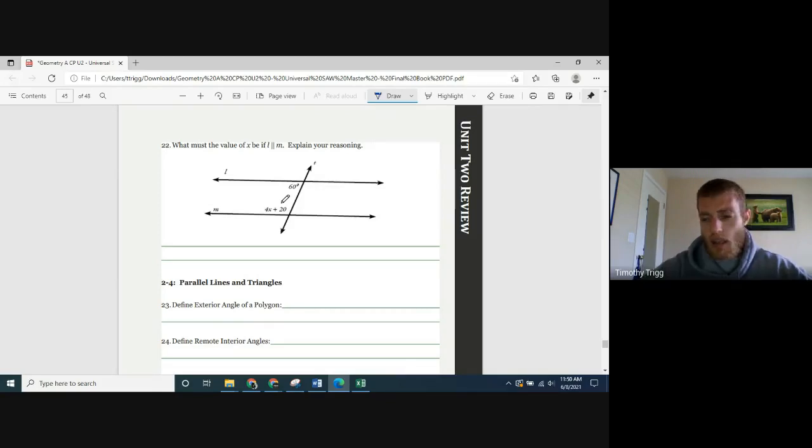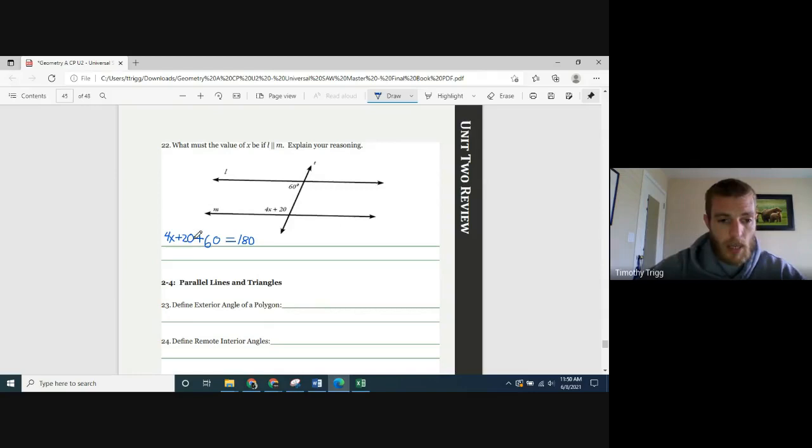So what does that tell us? That tells us that these two measures should add up to 180. And they will add up to 180. So the 4x plus 20 plus the 60 degrees, these two measures together will add up to 180 degrees. And from here, it's just a little bit of algebra. We want to solve for x here because it says, what is the value of x? That's what we're trying to find, the value of x.